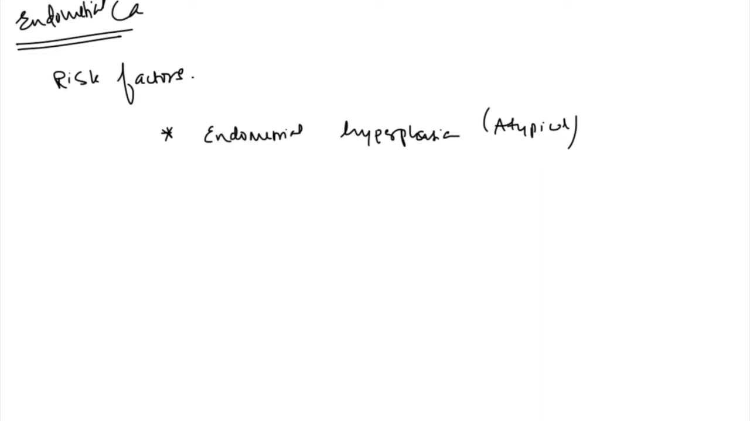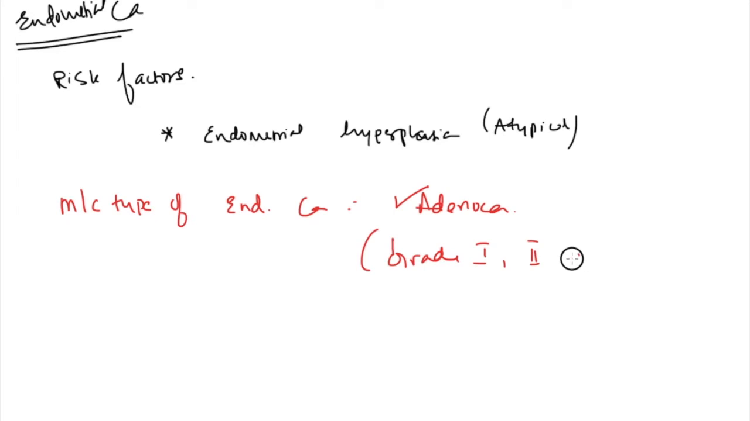Fine, let's just get some facts clear here. Which is the most common type of endometrial carcinoma? It is adenocarcinoma, because we're talking about glands. The endometrium is rich in glands, correct? So they will undergo neoplastic proliferation and give rise to adenocarcinoma. There are different grades in this. Pathologically we have grade 1, 2, and 3. Grades 1 and 2 have a better prognosis compared to grade 3.